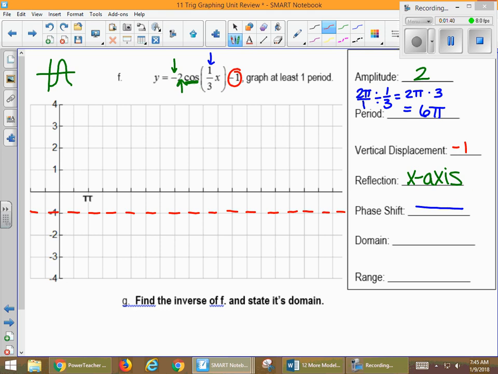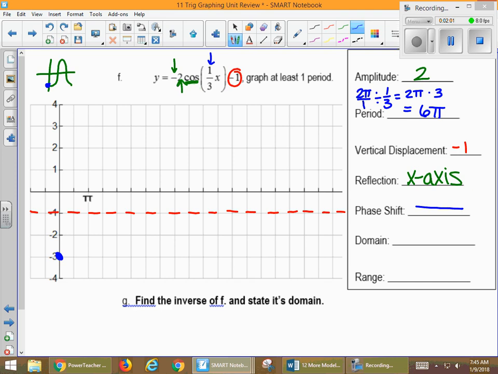Okay, now let's graph. So I'm doing my upside down jump rope. I have no phase shift, so I'm going to start on the y-axis. I'm going to start down 2, since my amplitude is 2. So I'm going to be at -3, down 2 from my midline. So I'm going to start at that minimum of -3.